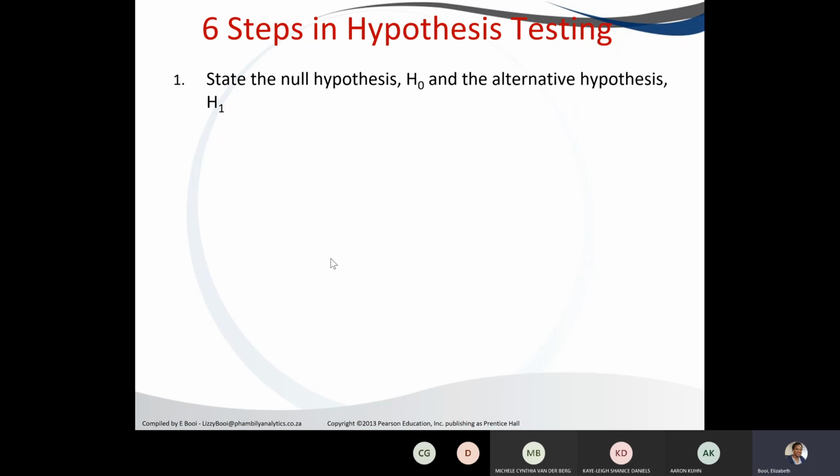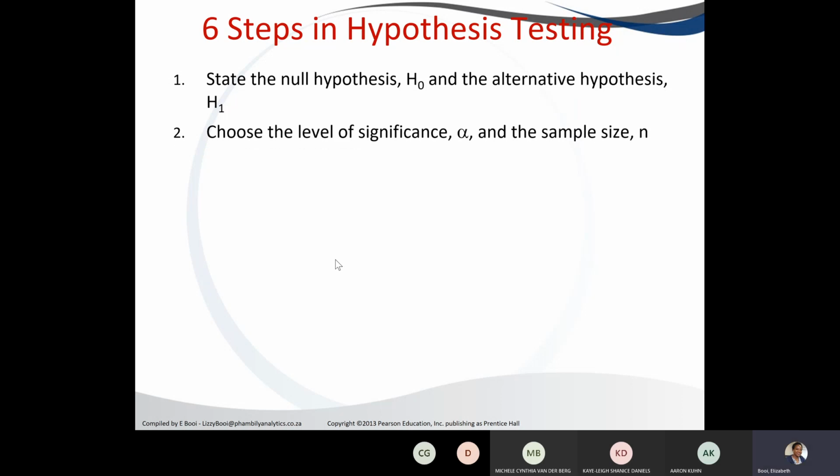and the alternative hypothesis. This is very important because it tells you what the researcher wants to prove, and it also guides us when we look at the alternative hypothesis side, whether we're doing a one-tailed test or a two-tailed test.